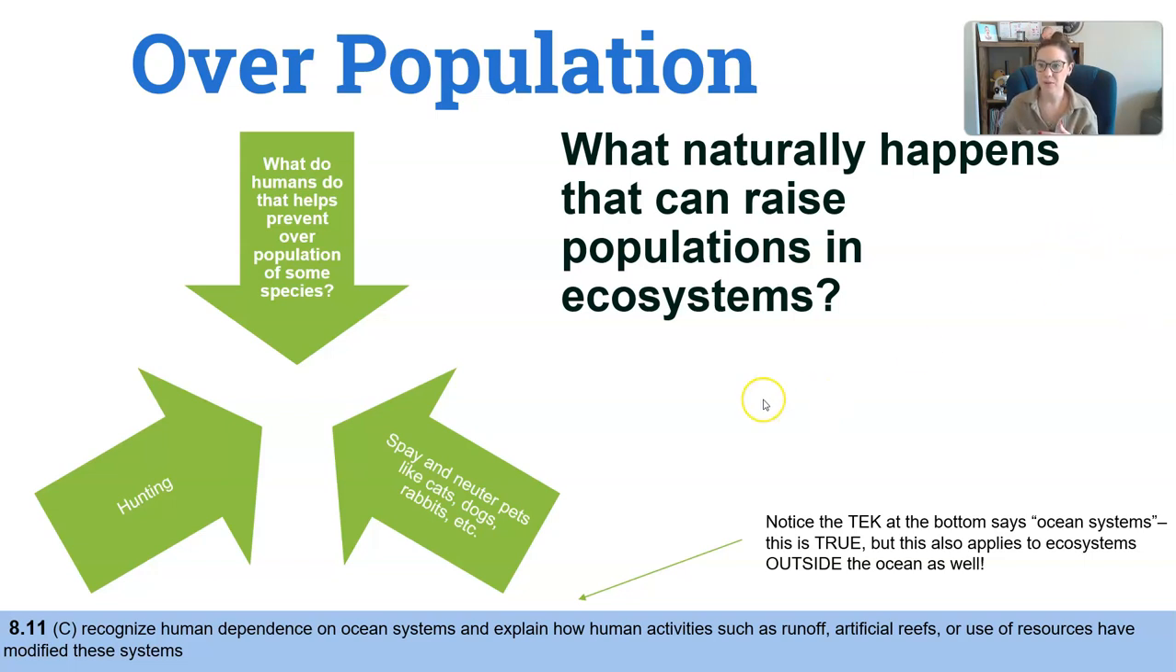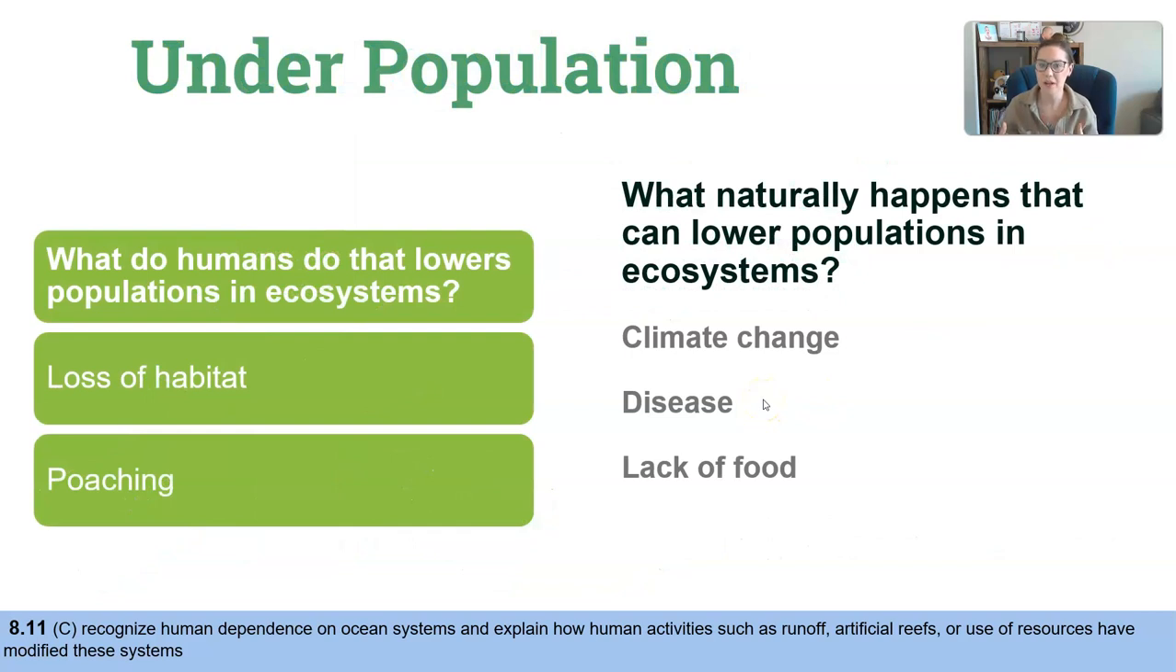Now, we have to be careful though, because we don't want to hunt so much that we have now a situation of underpopulation. Okay, so what do humans do that lower those populations? Well, their loss of habitat or overpoaching. What naturally happens that can lower these populations in an ecosystem? Well, if there's disease in the population, that can take them out. A change in climate that they're not adapted to, and that climate change has happened rather quickly, that can be a problem. Or a lack of food.